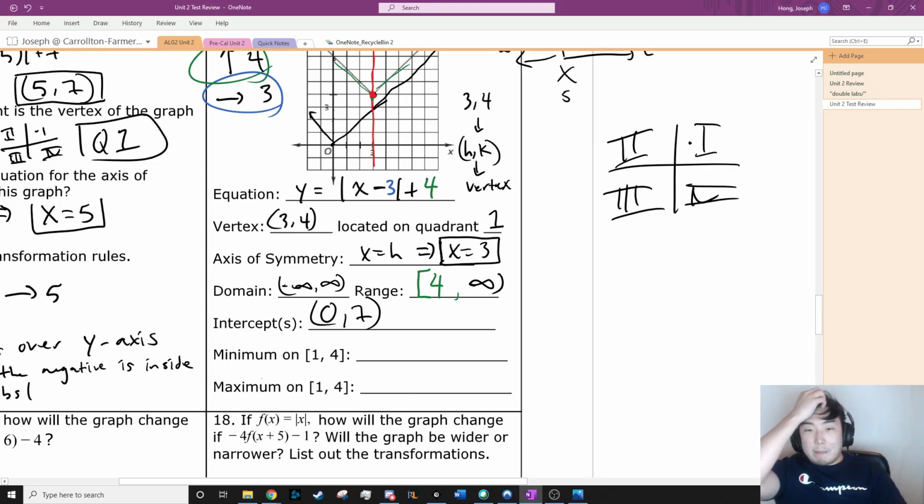Minimum and maximum. Know that this is talking about smallest, and this is talking about largest. And what this is saying, between 1 to 4 for x values.